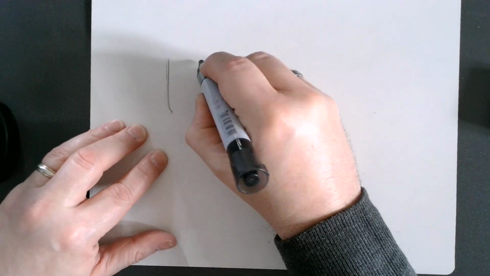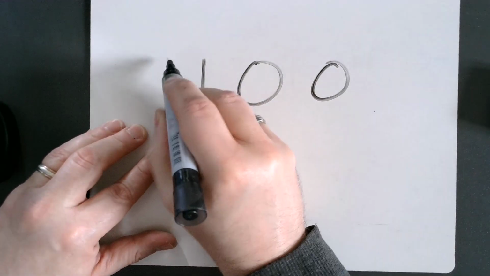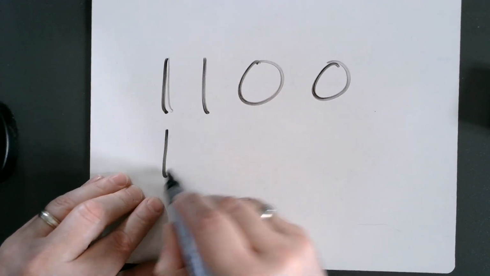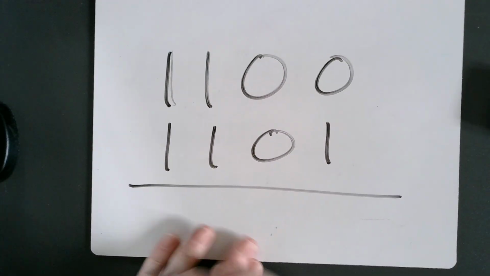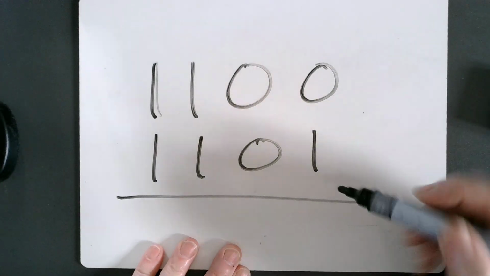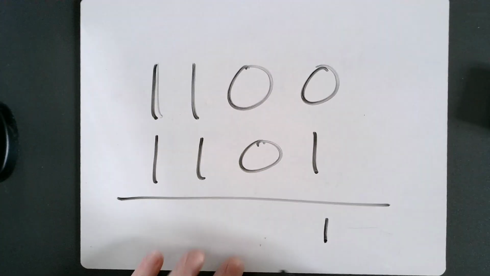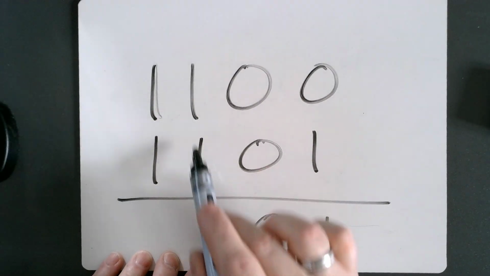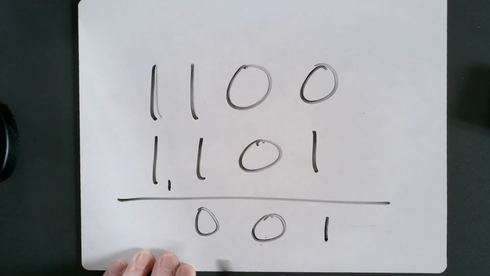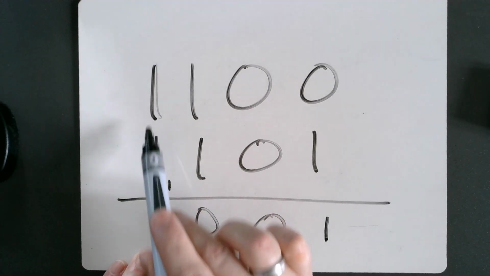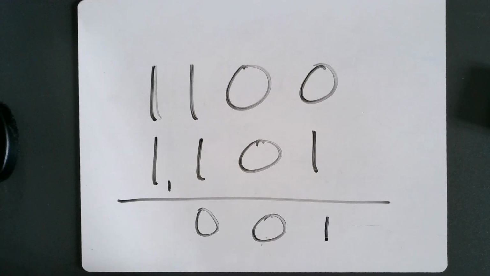1100, so redo that one, plus 1101. So we need to think of our golden rules again. 0 plus a 1 is a 1. A 0 plus a 0 is a 0. 1 plus 1 is 1 0. You can see that I've carried the 1 and the zero comes down. 1 plus 1 plus 1 was 1 1.